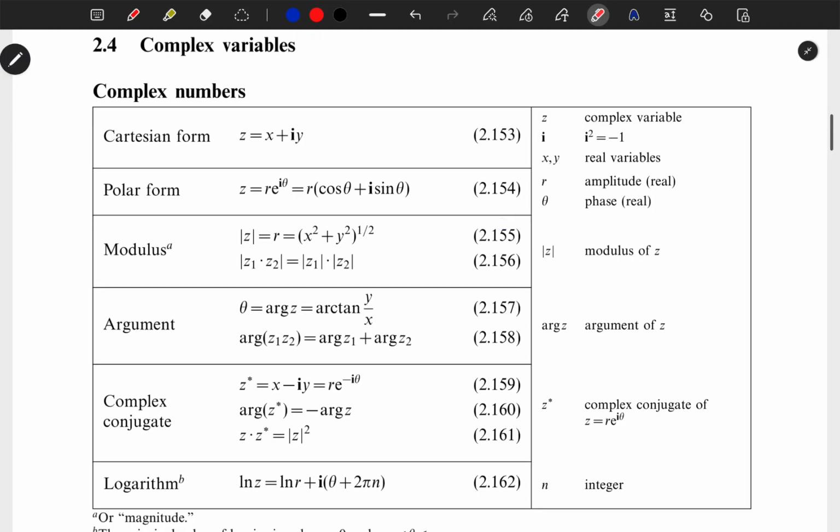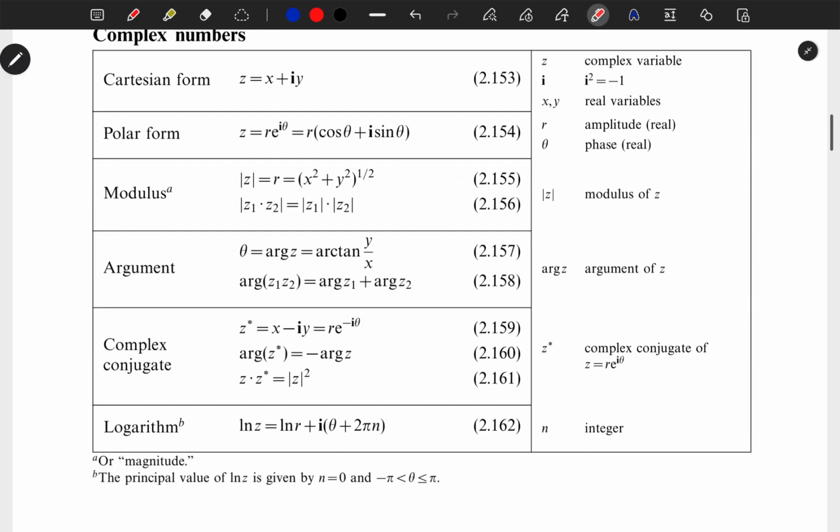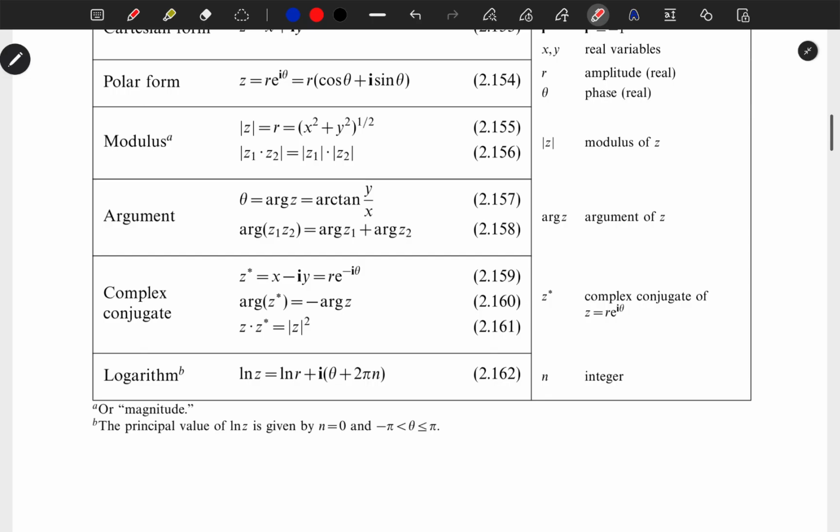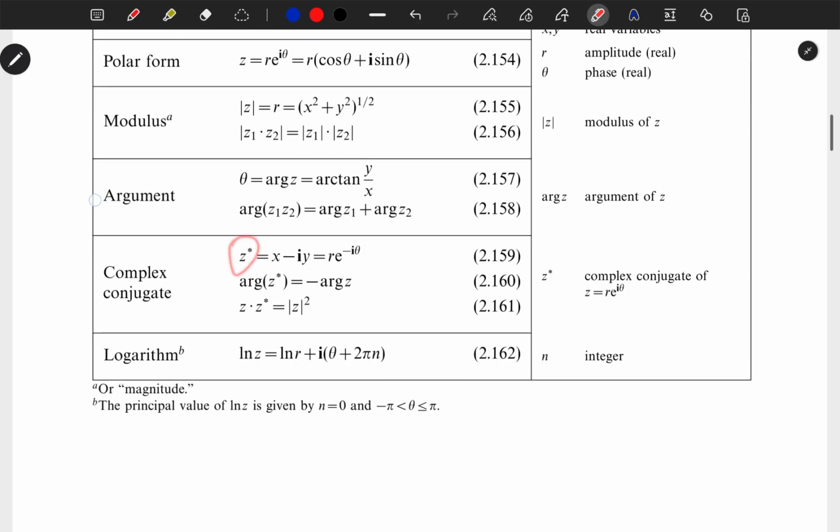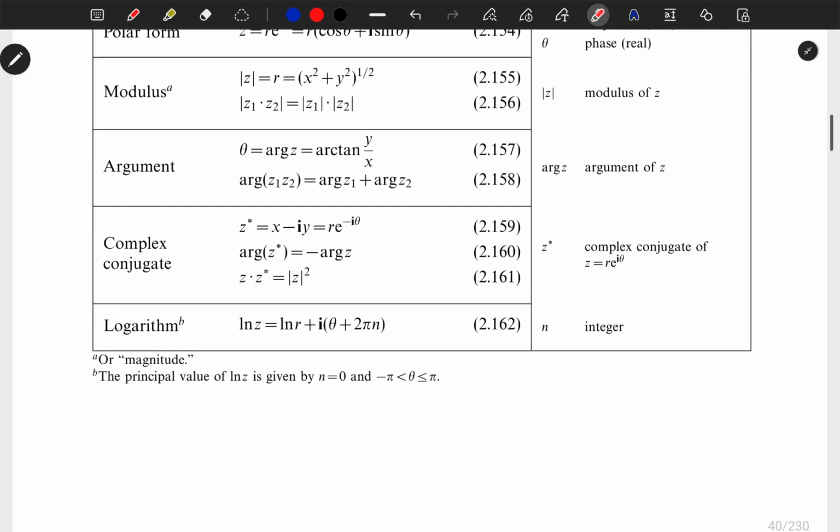Complex integral: z equal to x plus iy. Polar form: z equal to r e to the power i theta. Modulus: mod of z equal to r. Mod of z1 z2 is mod z1 times mod z2. Argument theta equal to tan inverse of y by x. Arguments we can simply add for multiplications. Complex conjugate z star equal to r e to the power minus i theta.